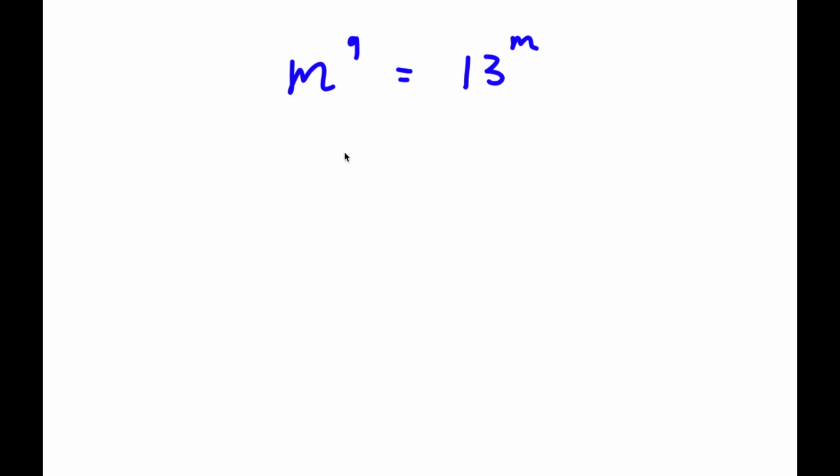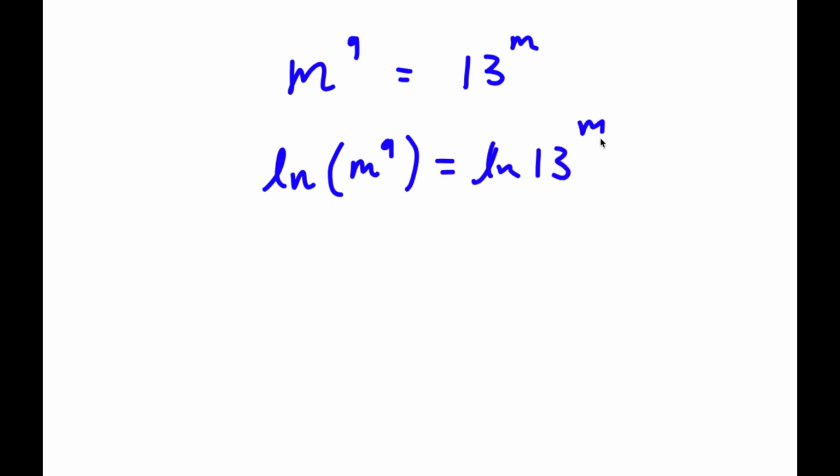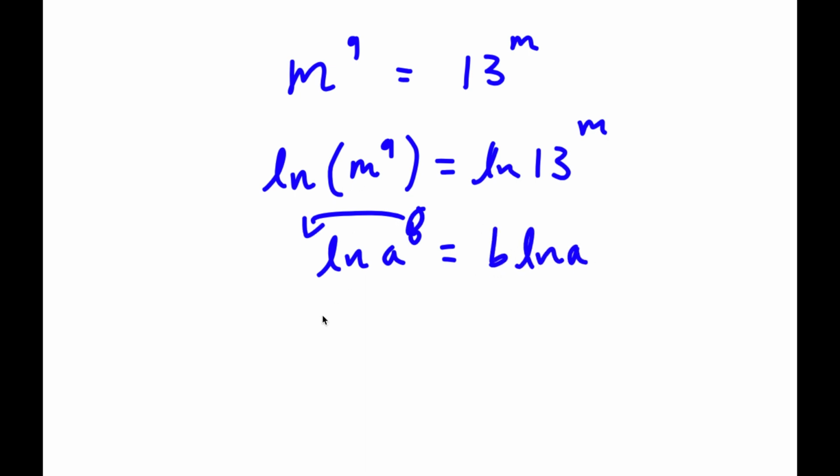Alright, so in this problem, I have m to the power of 9 is equal to 13 to the power of m. So now the first thing I'm going to do is take the natural log on both sides. So now I have ln of m to the power of 9 is equal to ln of 13 to the power of m. Now if I have something in the form ln of a to the power of b, I can move this exponent b to the front. So this is going to equal b times ln a. So in this case, I have 9 times ln m is equal to m times ln 13.